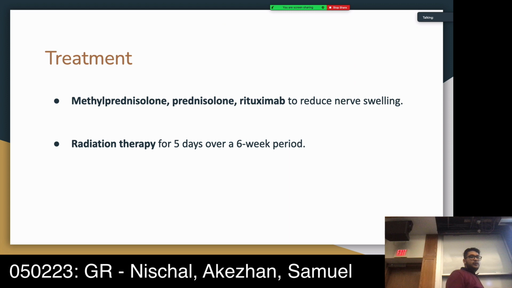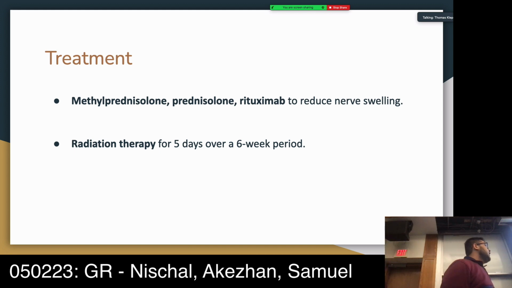So before finding out what the final diagnosis was, they treated the patient with corticosteroids such as methylprednisolone and prednisolone, and also rituximab, which is a monoclonal antibody, which were all used to reduce the nerve swelling for the patient itself. But in the end, they used radiation therapy to treat the tumor.